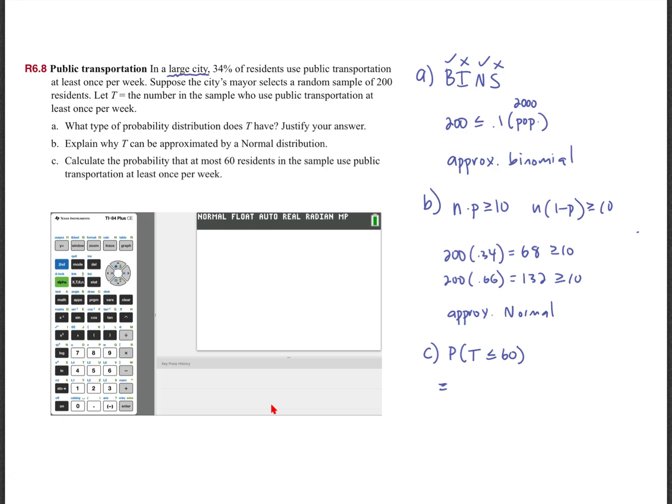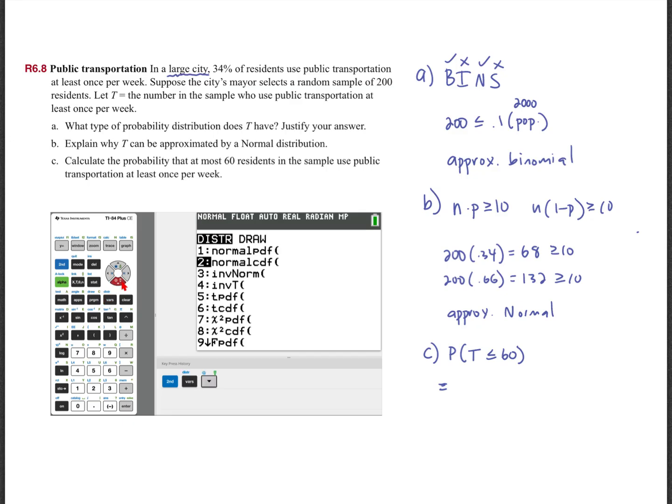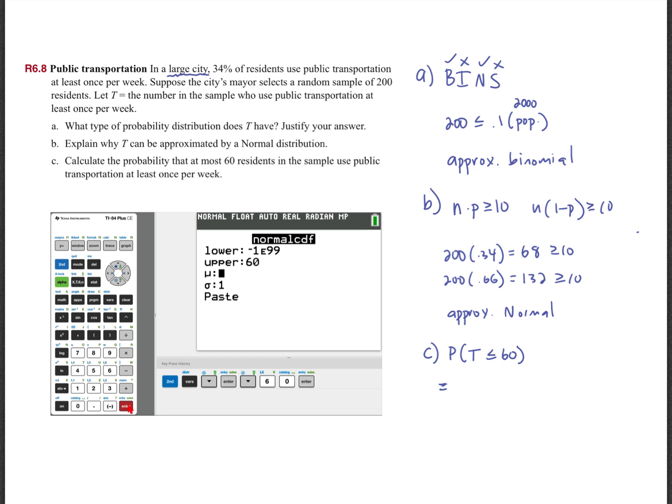Alright, so this is a normal, and we want to do less than or greater than something. We'll go to the calculator, second bars, and do normal CDF. Less than 60, so we'll keep the lower bound as a really small number. We can keep that like that. Make the upper 60. Okay. Oh, so we don't have the mean or standard deviation, right? Oh, I forgot about that. Okay, so let's find both.